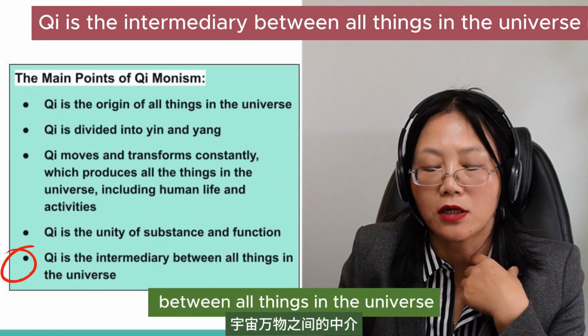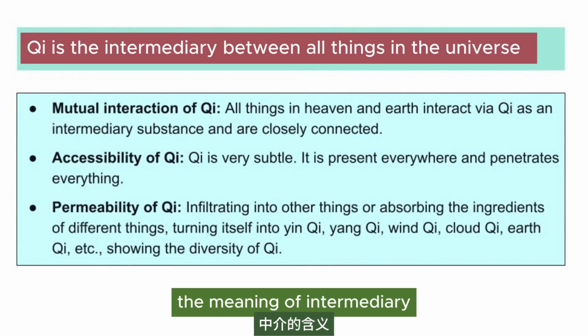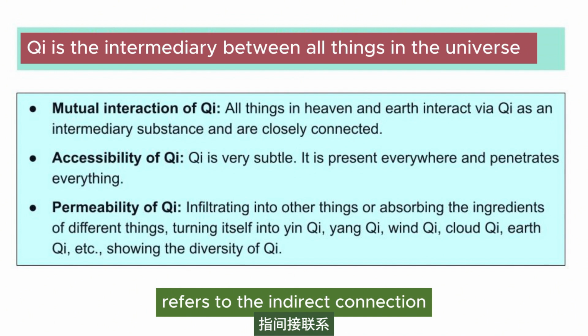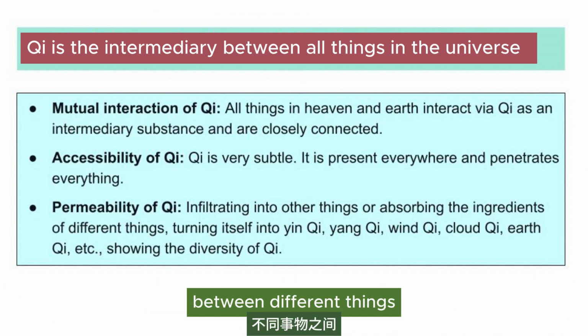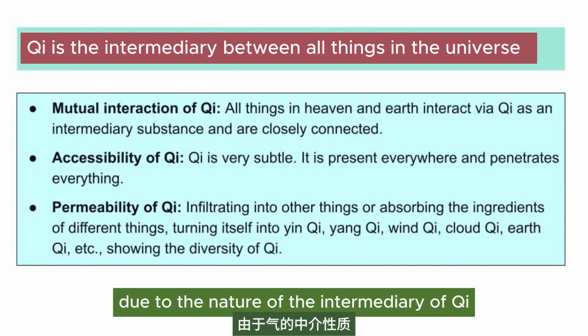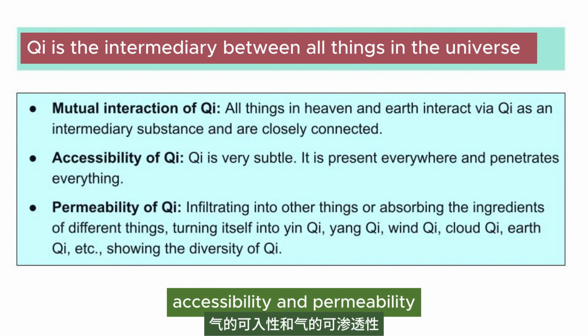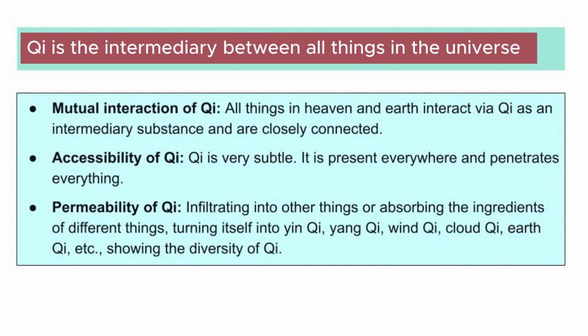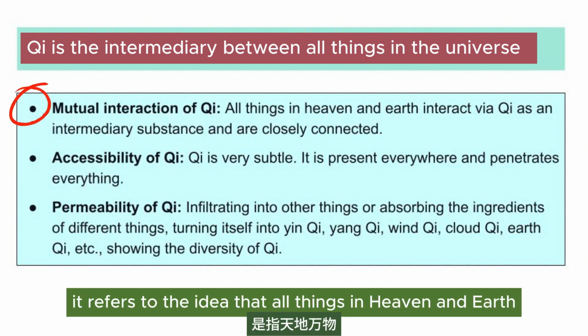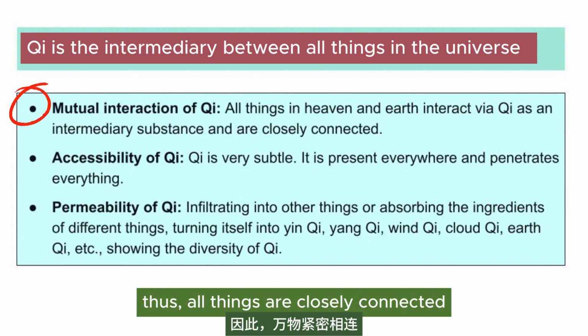Qi is the intermediary between all things in the universe. The meaning of intermediary refers to the indirect connection between different things or different elements within the same thing. Due to the nature of the intermediary of qi, qi has three characteristics: mutual interaction, accessibility, and permeability. Mutual interaction of qi refers to the idea that all things in heaven and earth interact via qi as an intermediary substance. Thus, all things are closely connected.